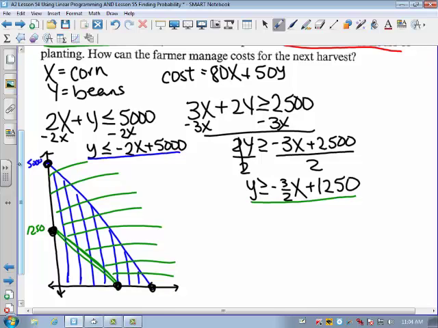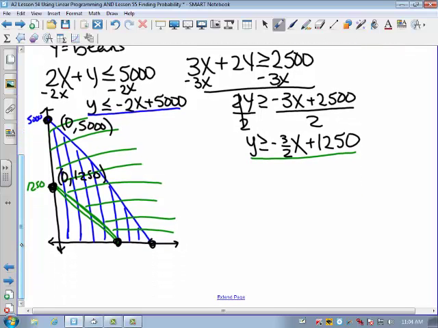What's this vertex? 0, 5,000. This one? 0, 1250. And then these 2 are going to be easy to find because I'm going to look for where y is equal to 0, right? Because I don't go up or down at all. So I know that this is x something, 0. This one is x something, 0.